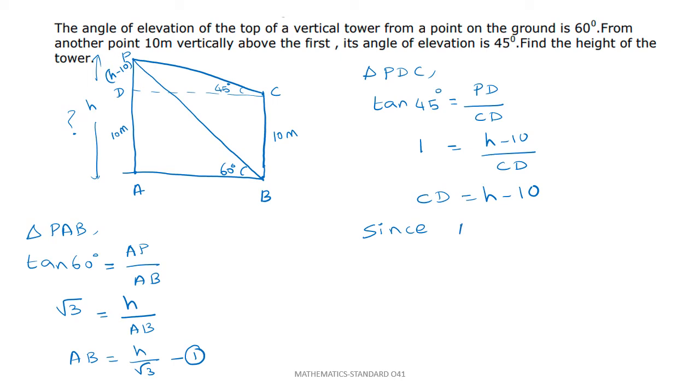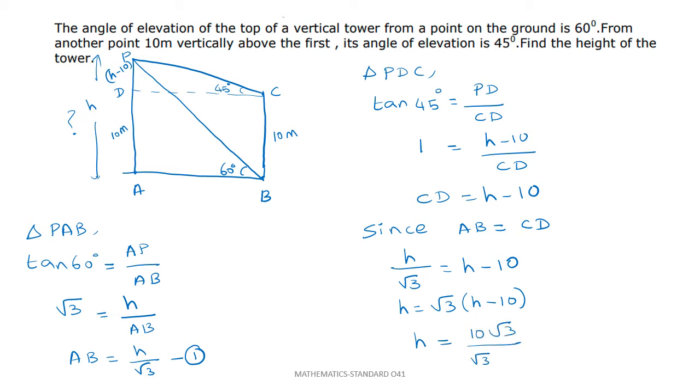So here, since AB equal to CD, when you see the diagram you can realize that. So h by root 3 is equal to h minus 10. So when you do the modification in this equation, you will get the answer. So h equal to root 3 into h minus 10. So h equal to 10 root 3 by root 3 minus 1.